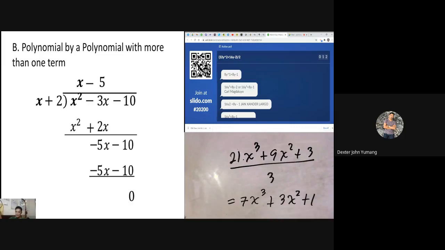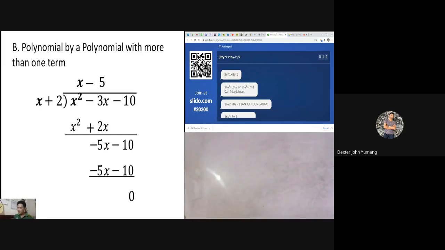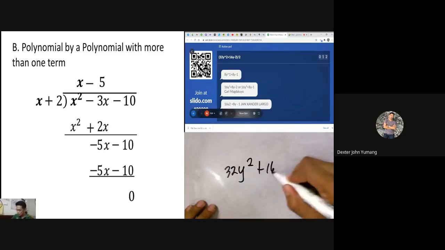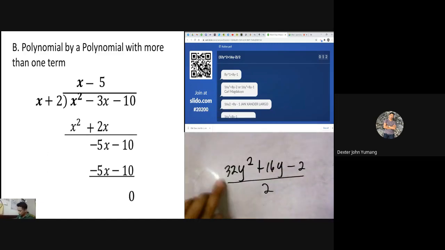Okay, time's up. So let's have the answer. Reveal natin. So thank you po sa nag-participate sa ating game for the Slido. So we have the given 32y squared plus 16y minus 2, and we are going to divide it by 2. So 32 divided by 2, we have 16. Then y squared has no partner, so bring down lang natin or copy. 16 divided by 2, that is 8. Then y has no partner, so bring down lang po. Then 2 divided by 2, that is 1.